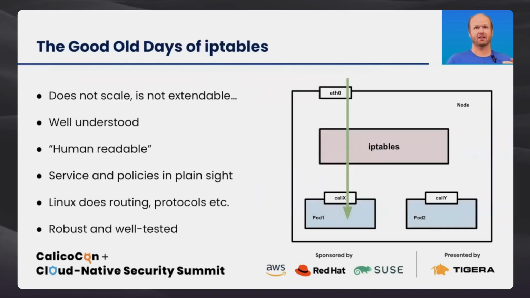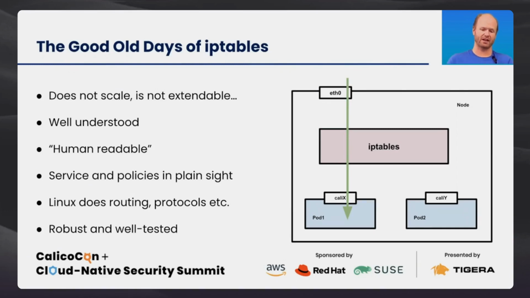But let me take a step back and look at IP tables. Why do we want to replace them? IP tables do not scale very well. Every packet goes through IP tables, and the way the rules are being programmed into the IP tables is not very scalable when you have a lot of services. On the other hand, IP tables is really well understood. It's been around for 20-plus years, and over those years, it was quite battle-hardened.